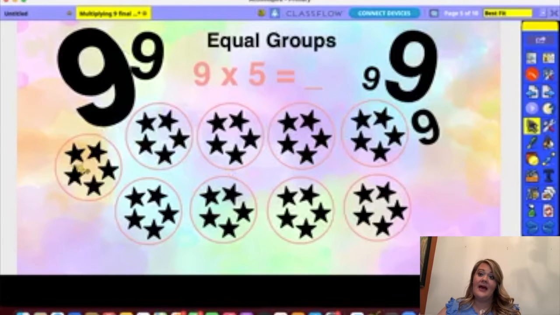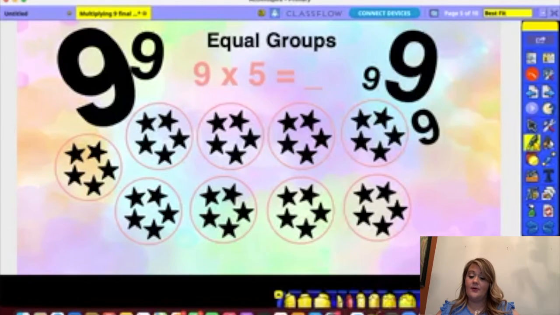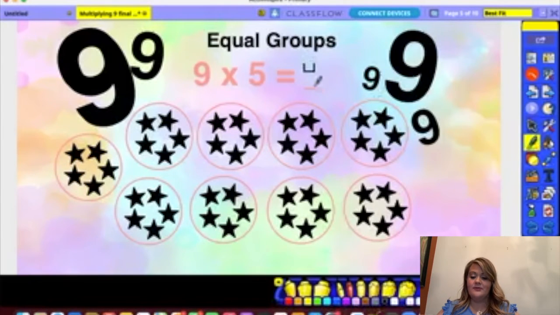And so at this point, I can count by 5s. I can count each individual star. It's whatever you prefer. I'm going to count by 5s. And so we're going to go ahead and start counting those groups. I have 5, 10, 15, 20, 25, 30, 35, 40, 45. So I know that 9 times 5 equals 45.